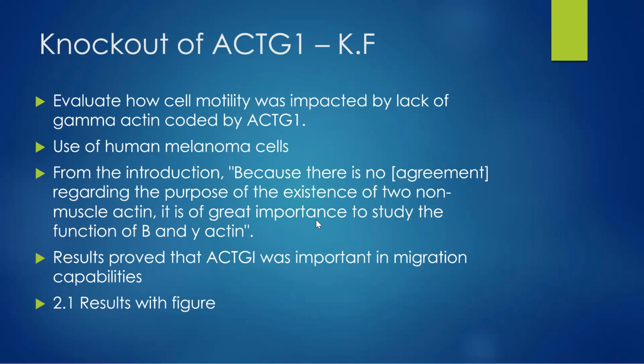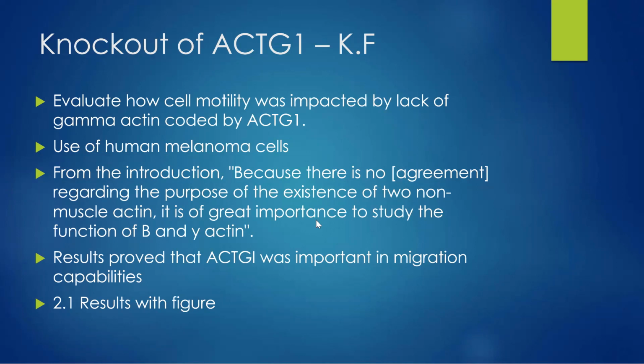And we want to know why they were doing this experiment in the first place. From the introduction, they state, because there is no agreement regarding the purpose of the existence of the two muscle actin, it is of great importance to study the function of beta and gamma actin. And we will learn later that they coincide with each other, which is why they want to study them both at once.